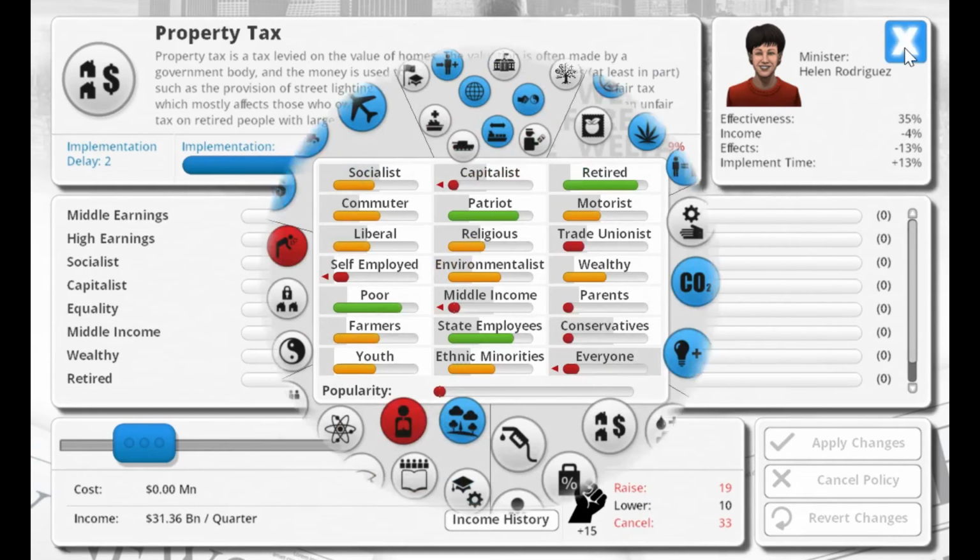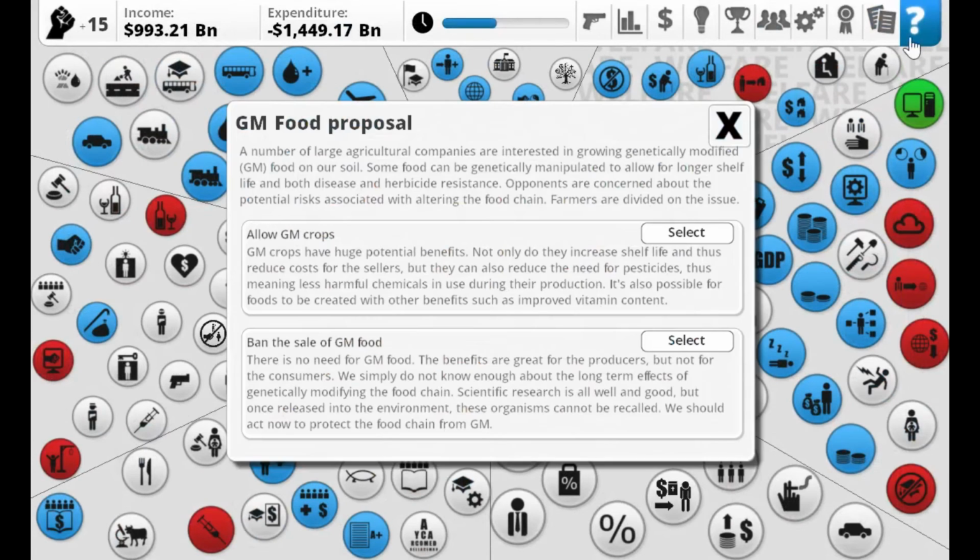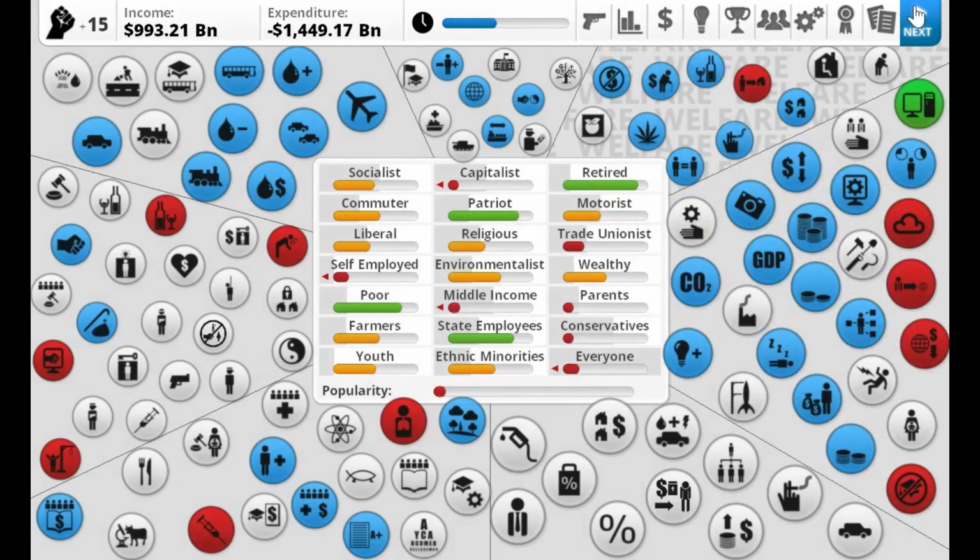Okay, not enough points. Allow GM crops. Mainly because it will help.